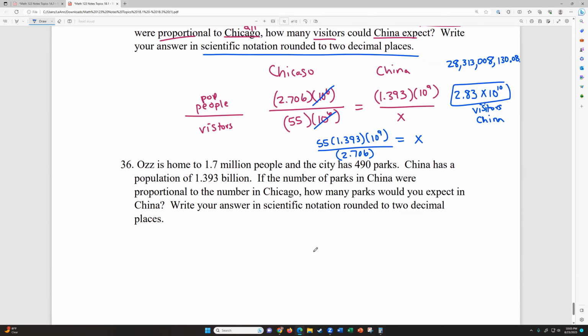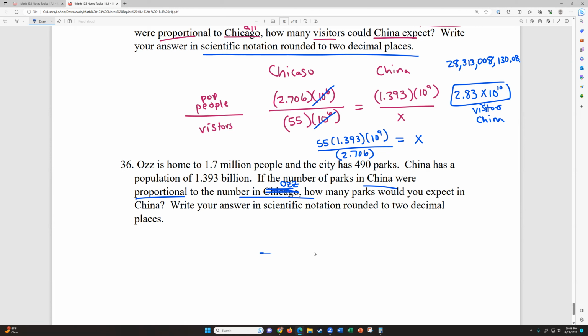So the last one. Okay, so Oz is home to 1.7 million people and the city has 490 parks. China has a population of 1.393 billion. If the number of parks in China were proportional to the number in Chicago, not Chicago, that should say Oz. Sorry about that. Didn't cut it correctly when I was doing the rewording. So how many parks would you expect in China? Okay. So we're proportionate to Oz.